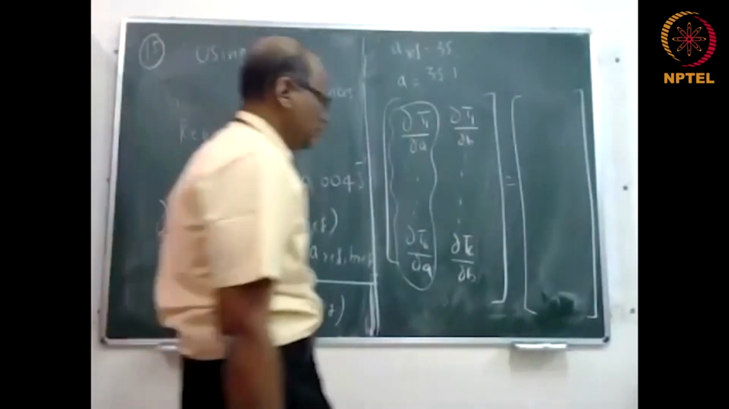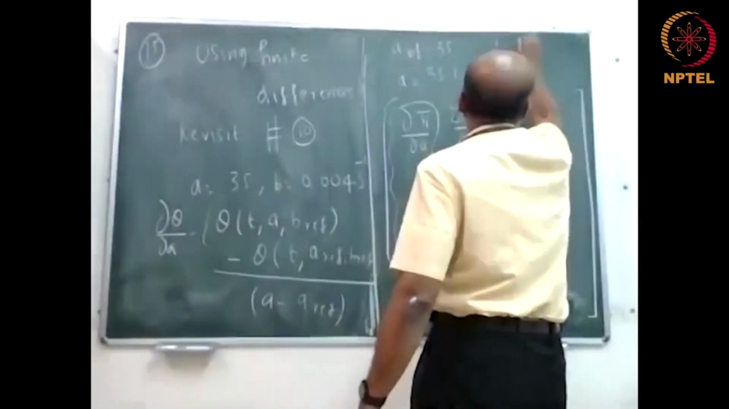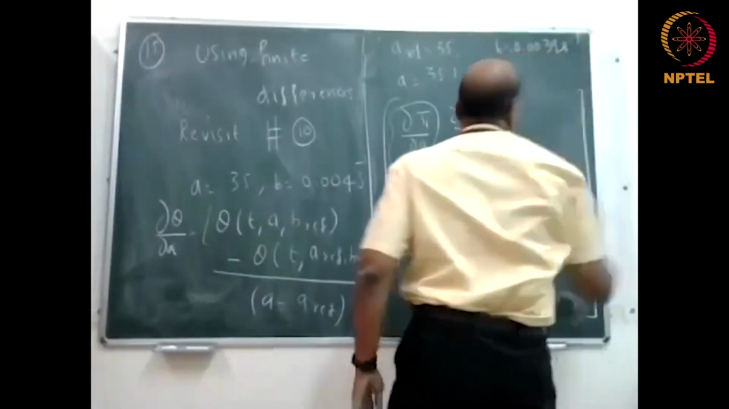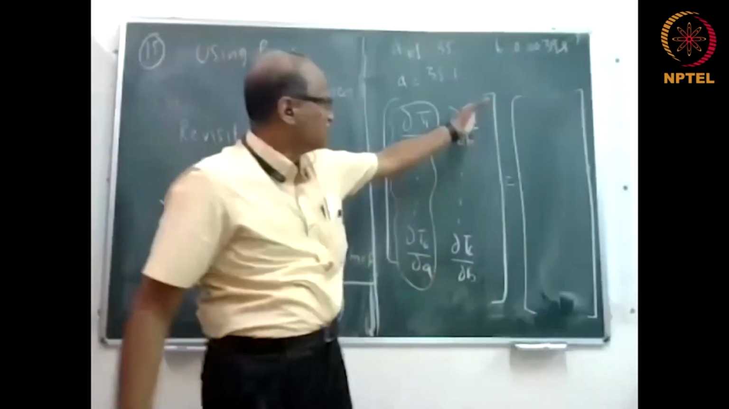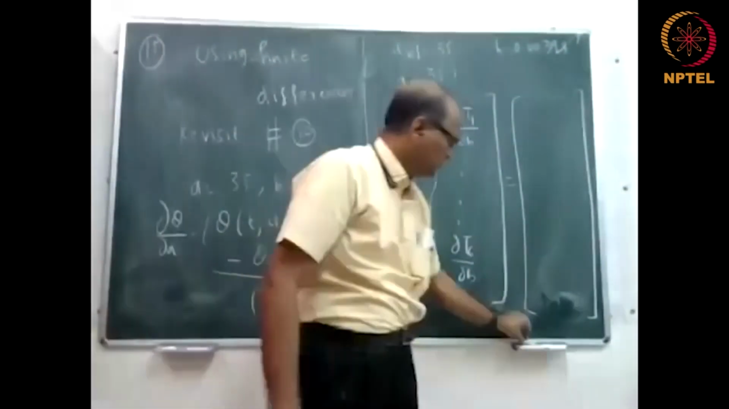So for the other one, please take B as 0.0039 second. So if you perturb B, you can get this column. If you perturb A, you can get this column. That's it.